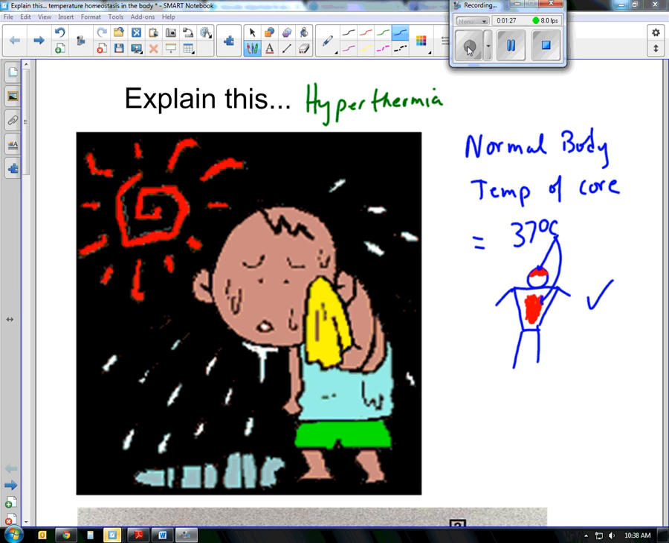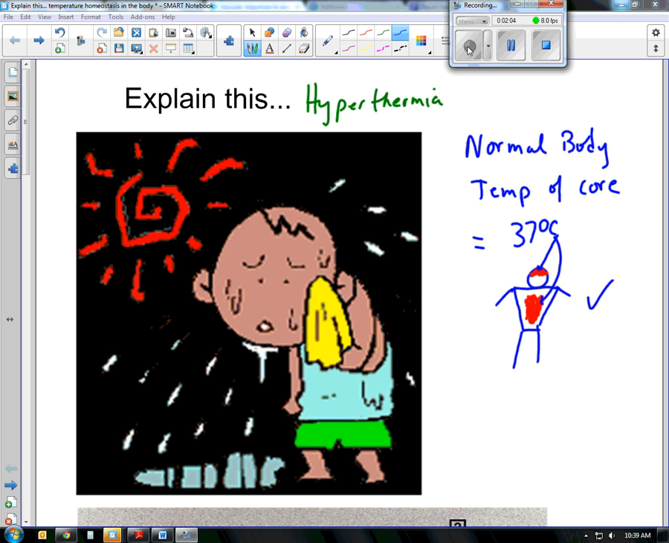There's a nice little drawing showing, when we say the core of the body, what are we actually talking about? And the red here indicates where in the body would be considered the core. So it's the area around your organs, your heart, your lungs, your kidneys, your liver, that's your core. Your brain would be considered a core of the body. And your body desperately wants to keep that temperature right around 37 degrees Celsius. So that's considered to be normal body temperature for your core.